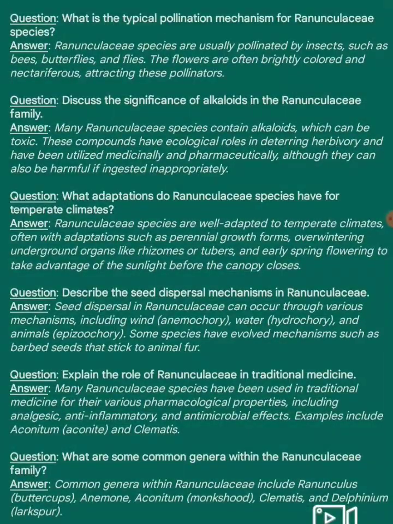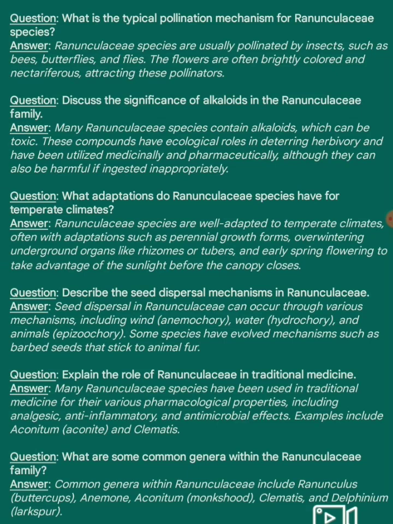Next question. Discuss the significance of alkaloids in the Ranunculaceae family. Answer. Many Ranunculaceae species contain alkaloids, which can be toxic. These compounds have ecological roles in deterring herbivory and have been utilized medicinally and pharmaceutically, although they can also be harmful if ingested inappropriately.